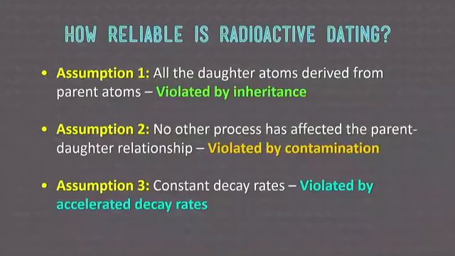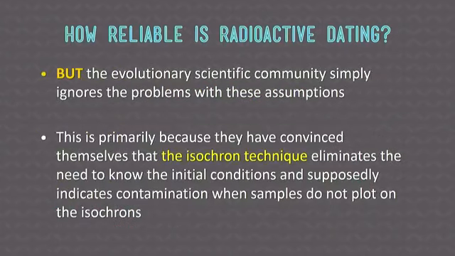So how reliable is radioactive dating? We can demonstrate that assumption number 1 is violated by inheritance, assumption number 2 is violated by contamination, and assumption number 3 is violated by accelerated decay rates. But you see, the scientific community simply ignores these problems with these assumptions. You will not find these assumptions discussed in the textbooks. You'll not find them discussed in the scientific papers. They ignore them. Why? Because the millions of years are what they want to obtain. And these methods seem to work for them to give them the millions of years.